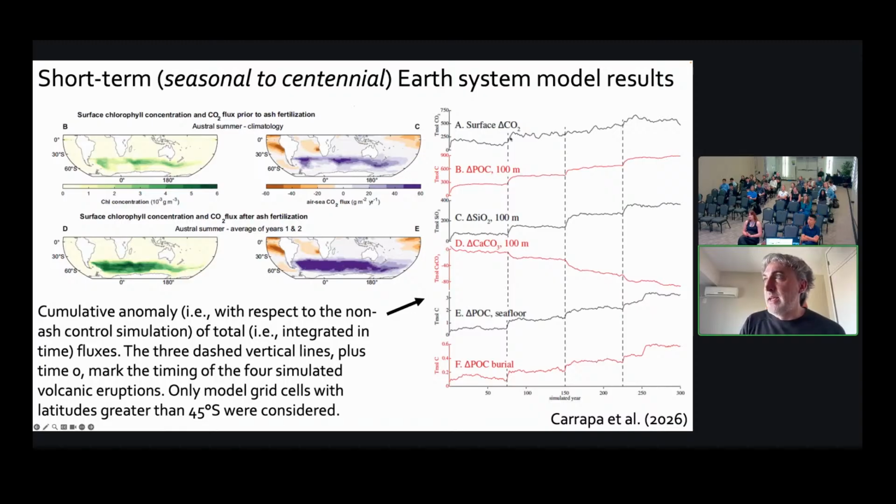And we see a stepwise increase in surface CO2 flux into the ocean with each input of ash, alongside a stepwise increase in the particulate organic carbon flux at 100 meters below the surface of the ocean. And interestingly, we see a change in the ecosystem where diatoms are rising in productivity, based on the biogenic flux at 100 meters below the surface of the ocean.